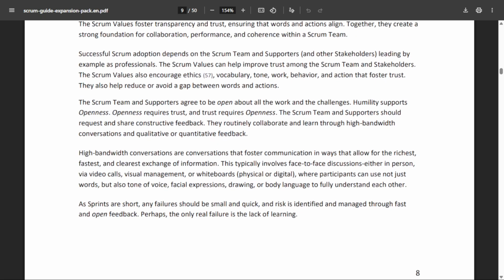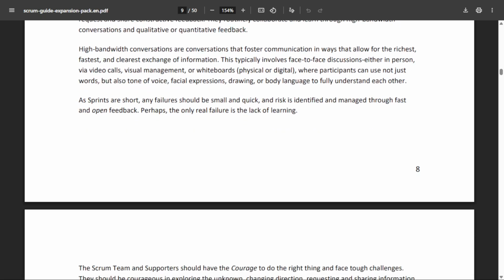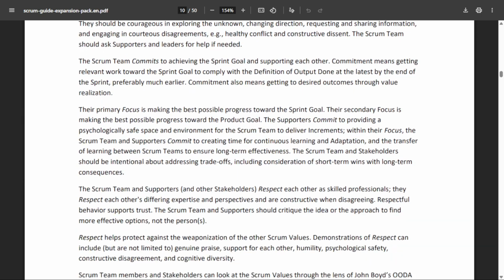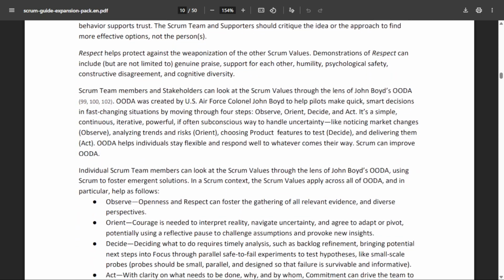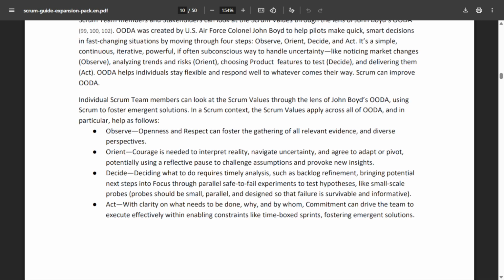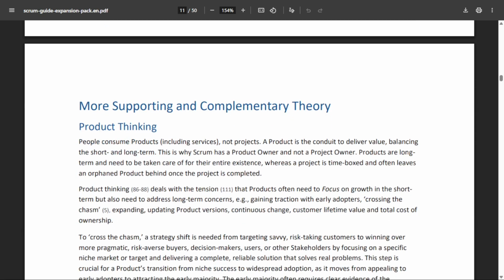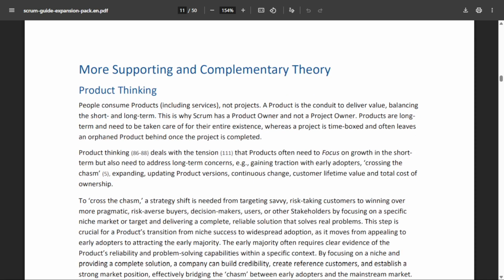So, in summary, all of these values turn Scrum practices into a culture as opposed to just a checklist. And this is the hard part of Scrum that a lot of people encounter because they weren't expecting that it would be this hard. But it can be very challenging, especially when those values are not upheld. Moving on, still talking about expanded theory here.